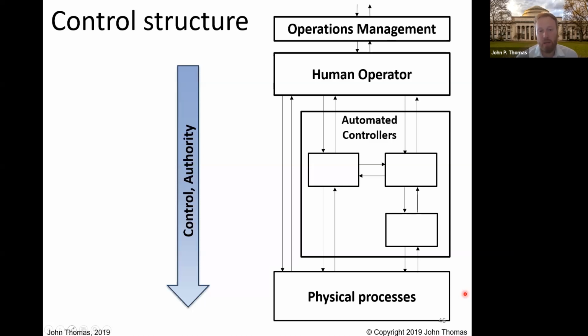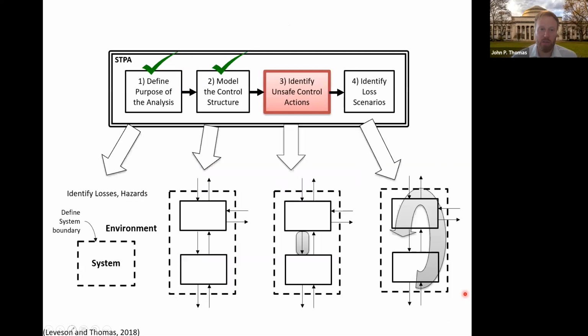We're going to build a control structure model of our system. I'll talk a lot more about this later, but here's a quick snapshot of what one might look like at some point in time. We're going to build these and analyze what can go wrong. We'll come back to control structures a little bit later.